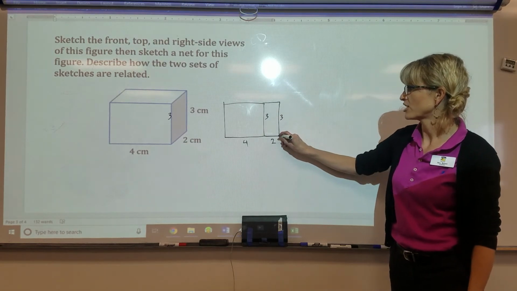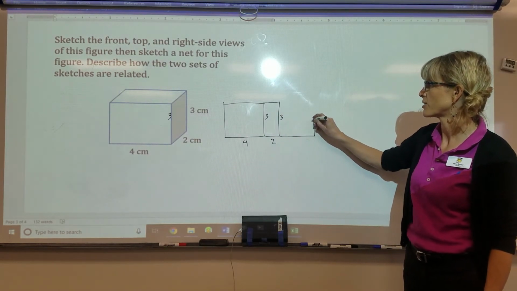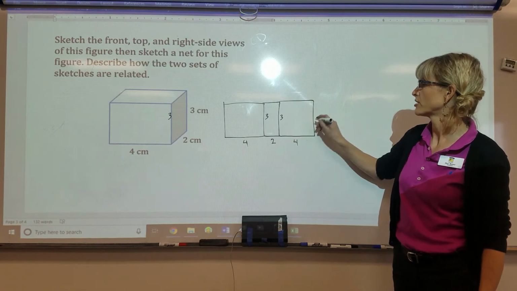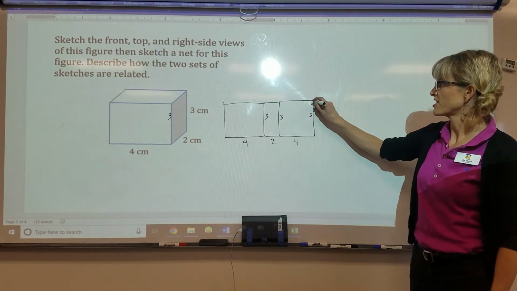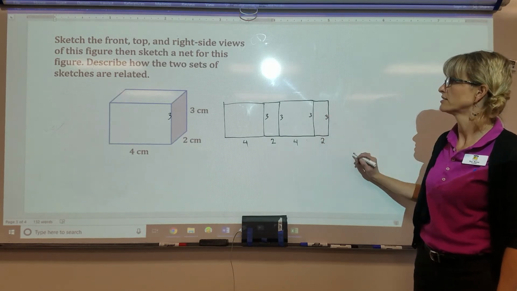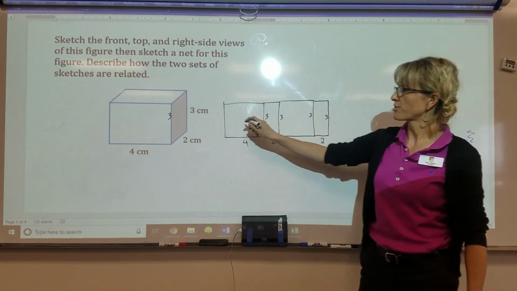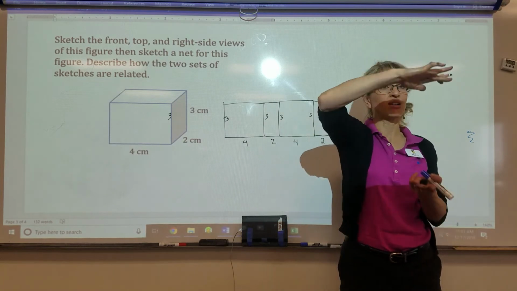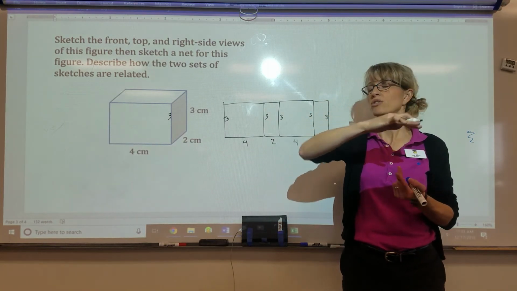Then the back of it's going to match the front. So it's, again, twice as long. 4 by 3. And then I have another side, again, a skinnier side, matching the other side. And they're all 3s in height, but I don't have my top flap or my bottom. So I'm going to add those on.